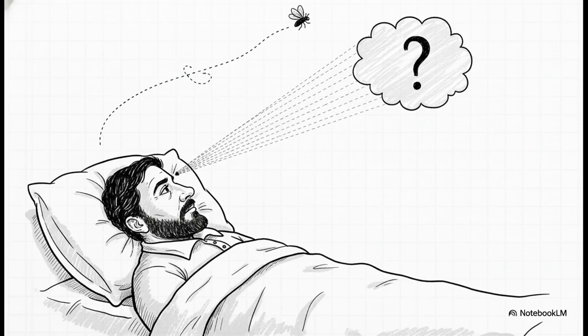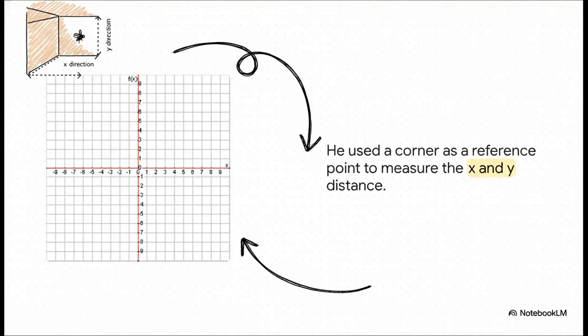So, the legend goes something like this. René Descartes is just lying in bed one day, watching a fly crawl around on the ceiling. And this question pops into his head: how could he describe exactly where that fly is at any single moment? And the solution he came up with? It was just brilliant. So simple.